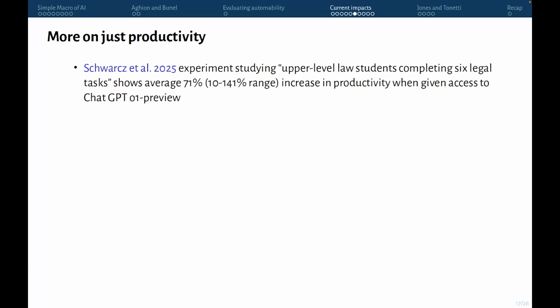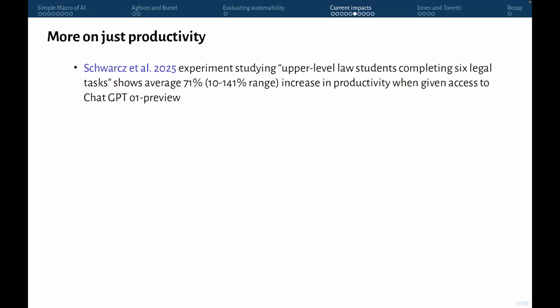There's the Schwartz et al. experiment, which studies upper-level law students completing 6 legal tasks. They show an average 71% increase in productivity when given access to ChatGPT o1 Preview. This is one of the few studies that uses a reasoning model, and they find much lower productivity impacts when those same people are using GPT-4 as opposed to o1 Preview. So I think that's an important data point.